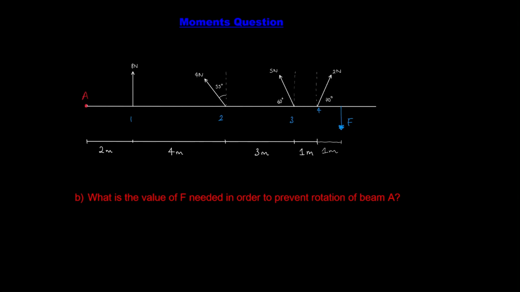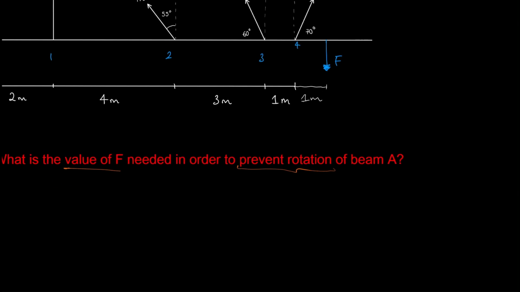Part B says we've got an additional force that we need to find. We've got this force here, F, and we can see we've got an extra meter added on. Just bear those in mind. We are asked, what is the value of F needed in order to prevent rotation of beam A? You can see I've already highlighted "prevent rotation" because that should be an alarm bell straight away. It must have something major to do with the question. What does this mean? It means we don't want anything moving essentially. So we want it to be in equilibrium.